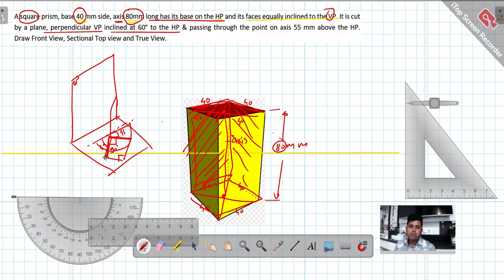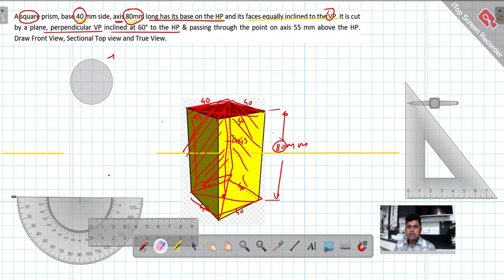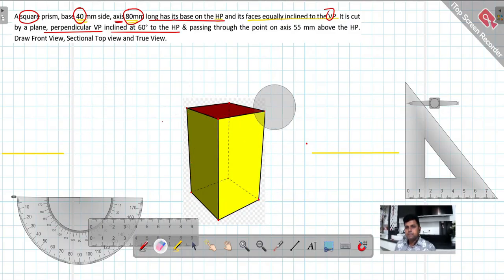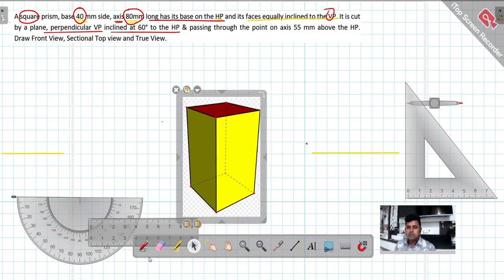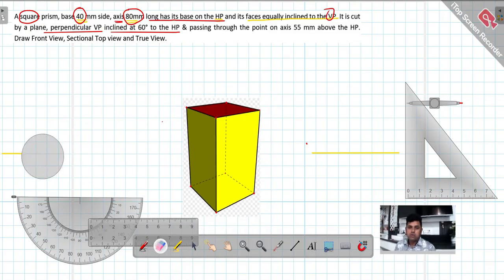Okay, so if I project this vertically, I will get a... see, just a minute. I'm trying to use it if I can. Okay, I cannot use it. See how I can draw.